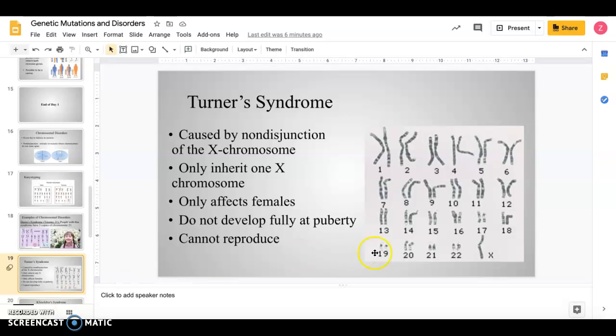Now, Turner syndrome. We see a karyotype for Turner syndrome. Turner syndrome is caused by non-disjunction of the X chromosome. Therefore, it only affects females, and they only inherit one X chromosome. So, instead of having 2 X chromosomes, they only have 1, and their total number of chromosomes is 45. As a result, they do not fully develop at puberty, and they are unable to reproduce. It means they can't have children.